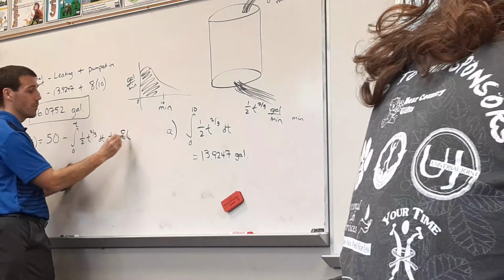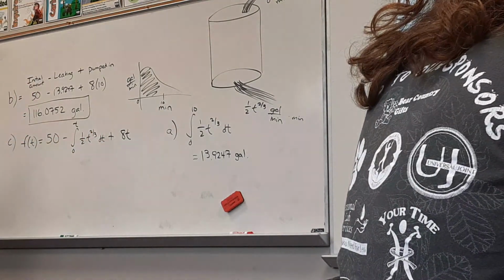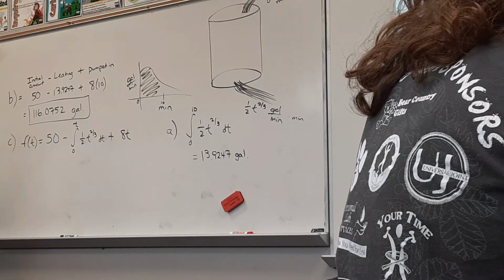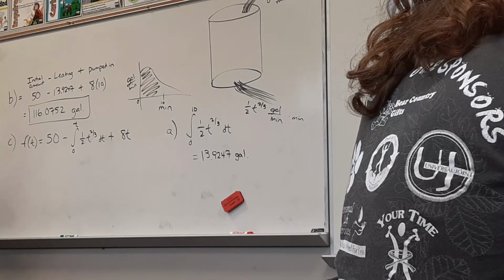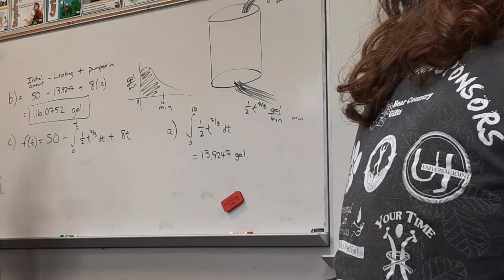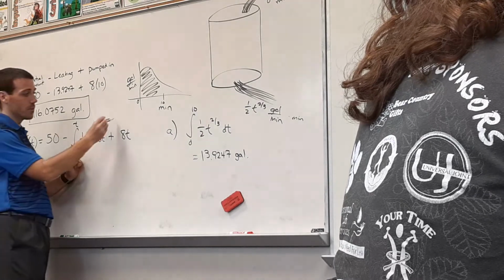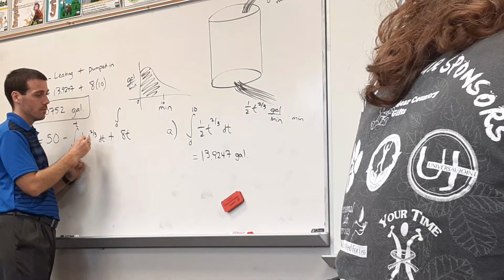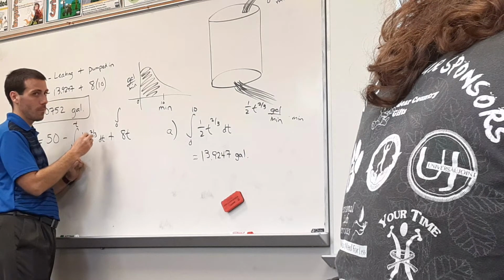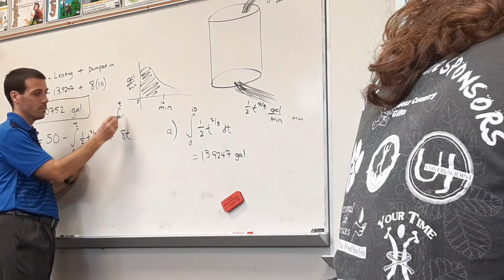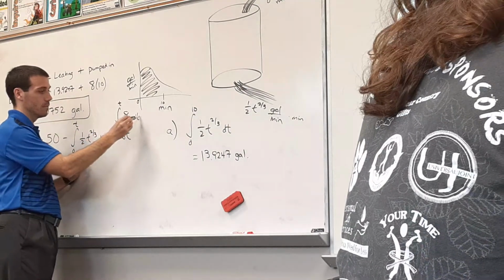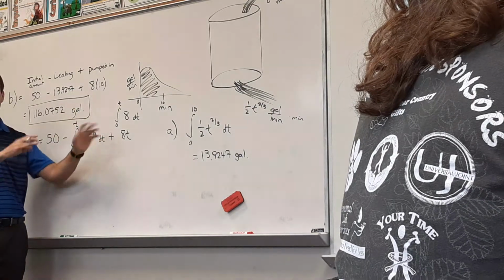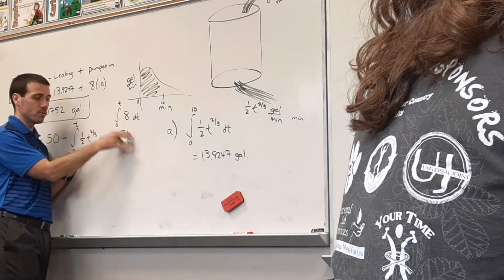What's another way you could write it? You could also write it as the integral from 0 to t of 8 gallons per minute. It's the same thing. When you take the integral of this, it's this, right? Just knowing that these two are equivalent to one another.